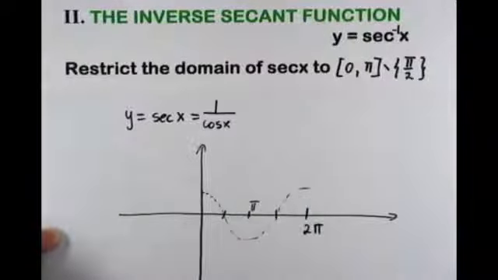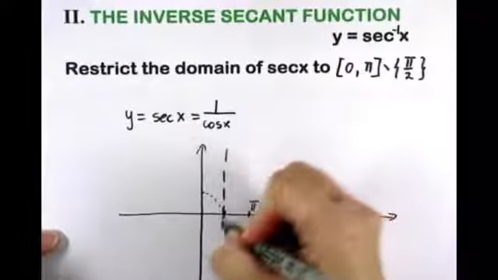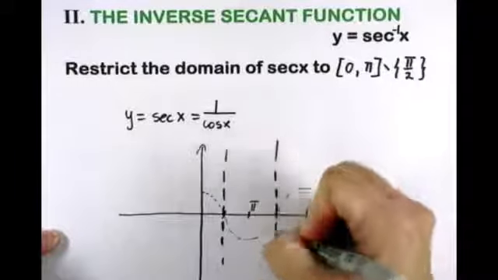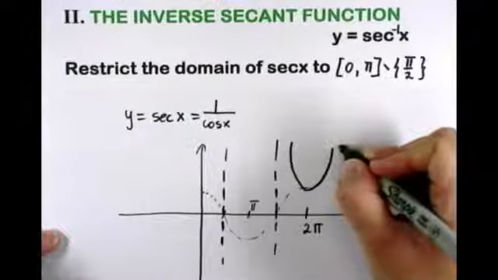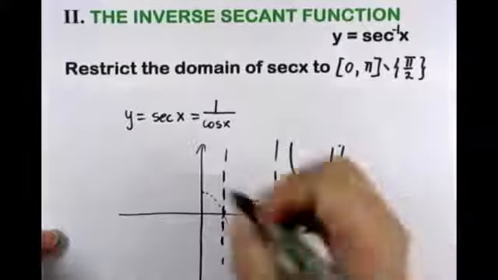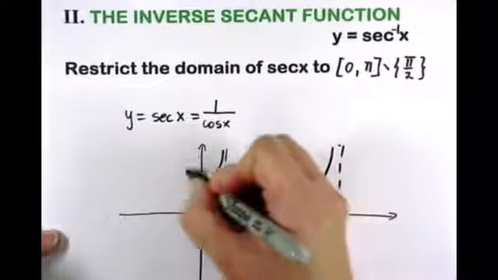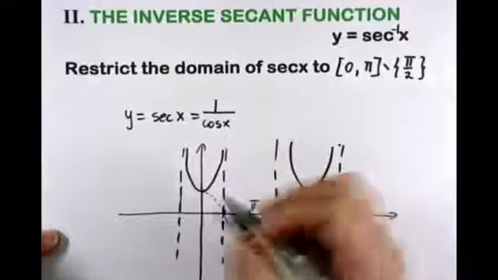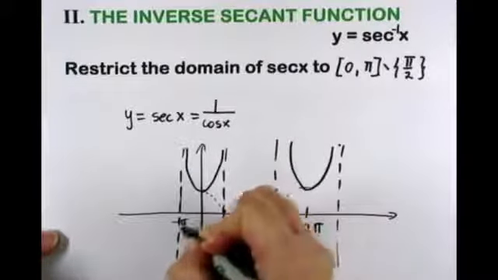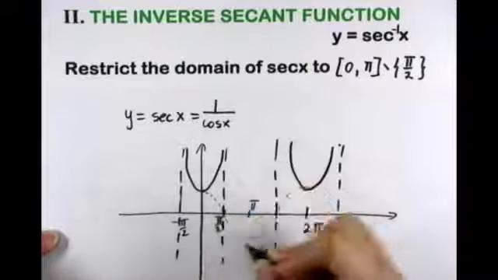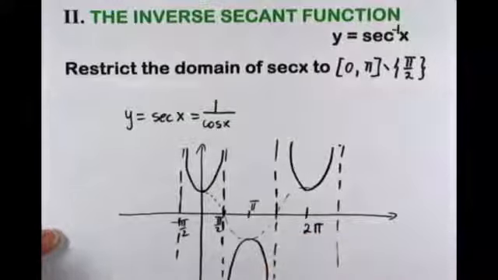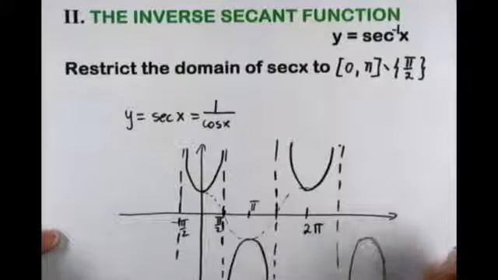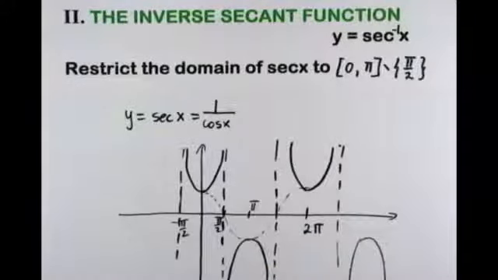So the secant has an asymptote at half pi, and the graph was going right here. So this one was minus pi over 2, this is pi over 2, and this graph goes right here. Okay, and the other part of the graph goes right here. So we do need to restrict this domain.